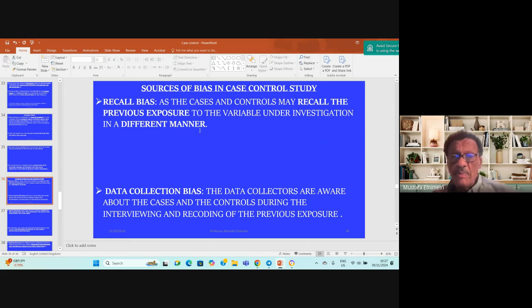Now we'll talk about the sources of bias in case control studies. We have recall bias, as the cases and controls may recall the previous exposure to the variable under investigation in a different manner. And as well, we have data collection bias. Here, the data collectors are aware of the cases and the controls during interviewing and recording of the previous exposure. So they will ask too many questions and try to generate information from the cases, as they already know that these are cases. They want to be as sure as possible about the exposure, and this can result in some sort of bias.